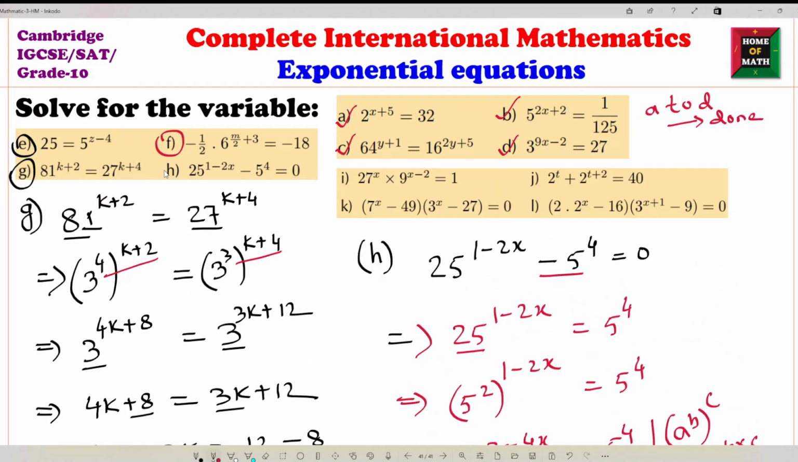No more today, we are doing 4 math. Next video we will start from I. In the first video we did A to D, number 1. This video we are doing E to H, this is number 2, and next video we will start I to L, it will be number 3.